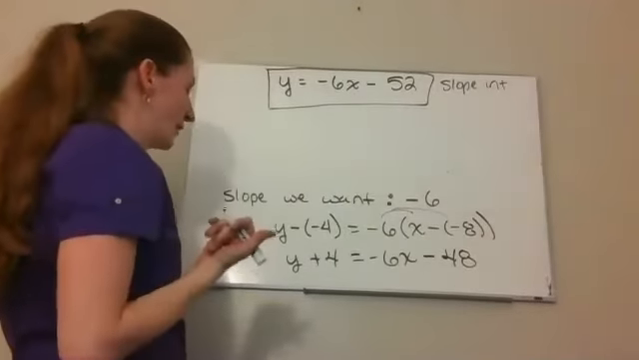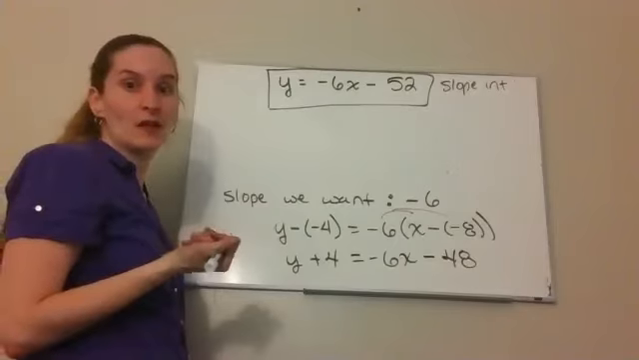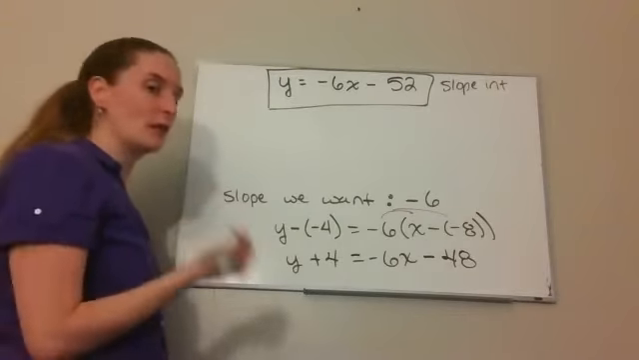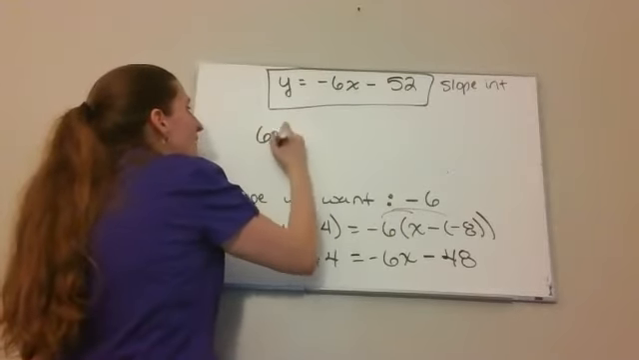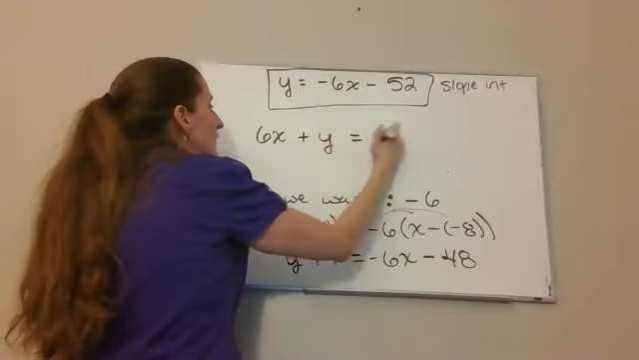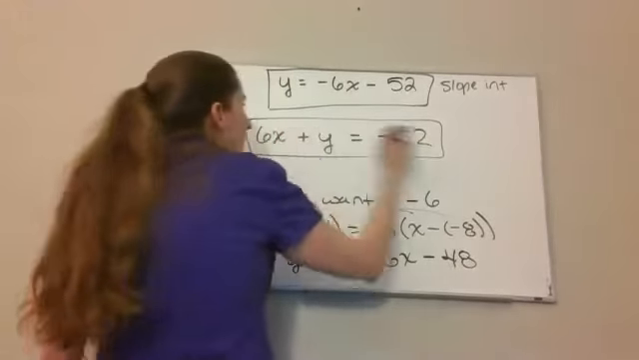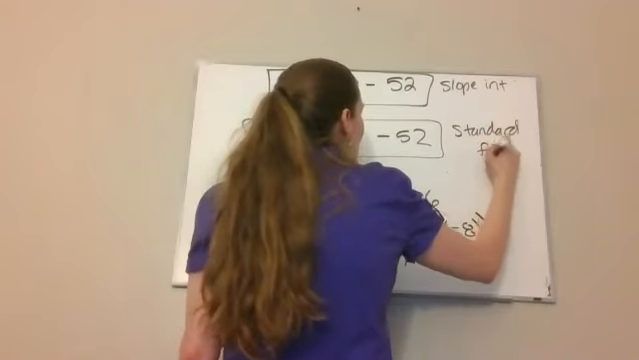Now, just for a little bit of extra practice, let's put it in standard form. Again, this one's a little easier than our last problem. Standard form is ax plus by equals c. So I need to move the 6x to the other side. And I get 6x plus y equals negative 52. That is my standard form. There were no fractions in this problem to clear.